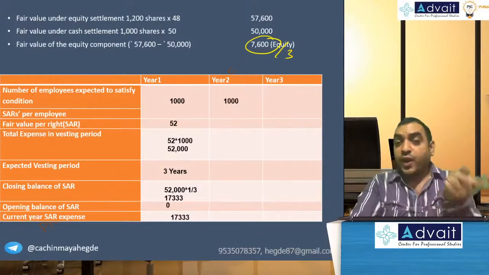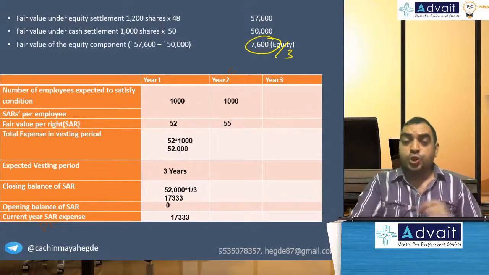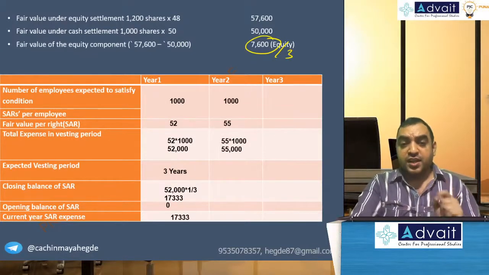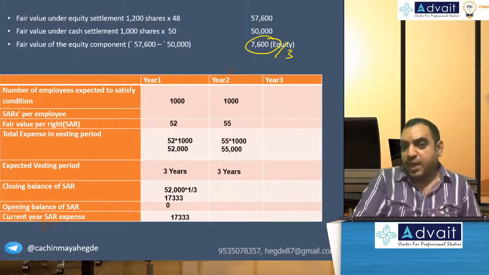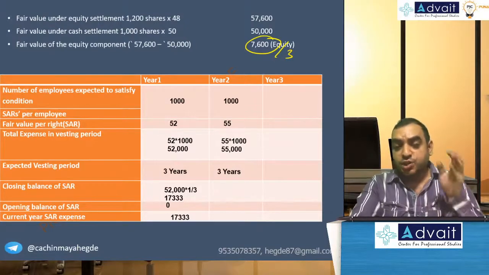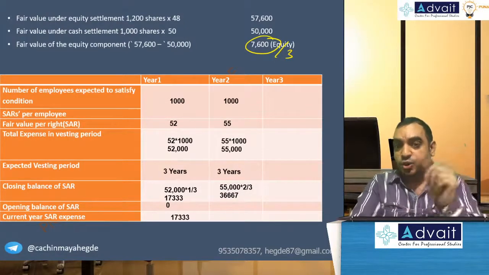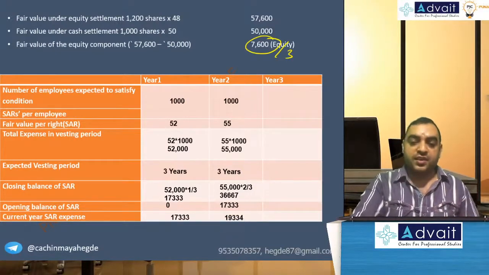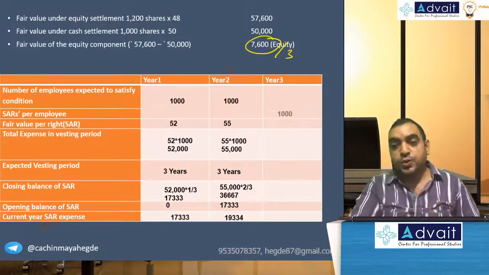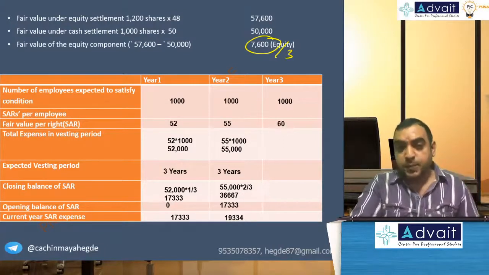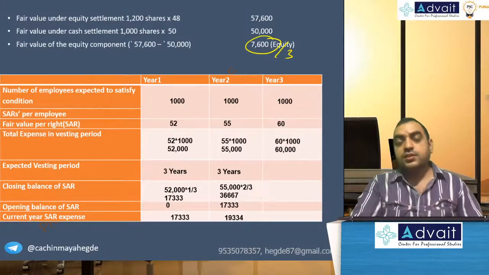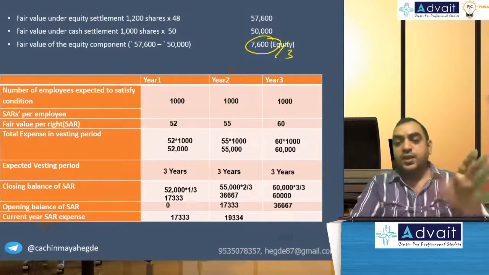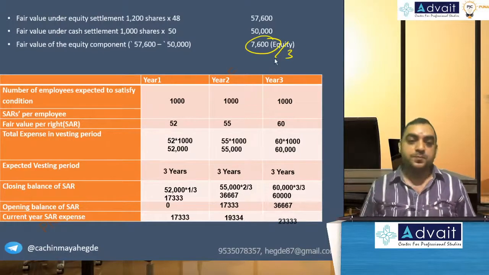1,000 options. Fair value per share changed to 55. So total expense is 1,000 into 55, which is 55,000. 3 years is the vesting period, no change happened there. And what is the closing balance? 55,000 into 2 by 3, as 2 years are over. Opening balance is the previous year's closing balance, 17,333. The balancing figure is the current year expense. Let me do the last year also. 1,000 options, fair value per share 60, so 60,000 is the total expense. 3 years over, out of 3 years, 3 by 3. The opening balance is 36,667, and the balancing figure, the current year expense, is 23,333.